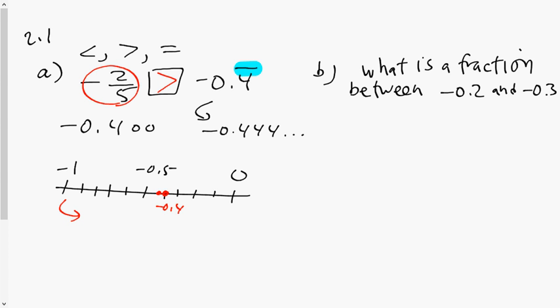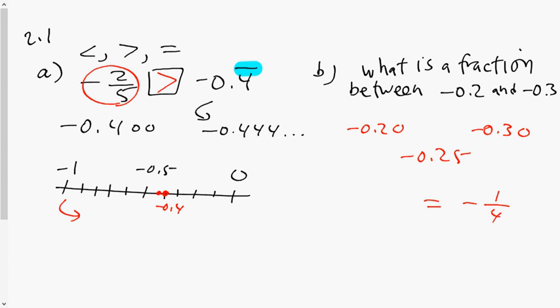Second question says, what fraction is between negative 0.2 and negative 0.3? Well, again, we're going to add an insignificant 0 here. And before we think of a fraction between there, we're going to think of a decimal between there. So a decimal that exists between those two would be negative 0.25. And negative 0.25, you probably recognize it as a quarter, and you could probably write it like this right away.